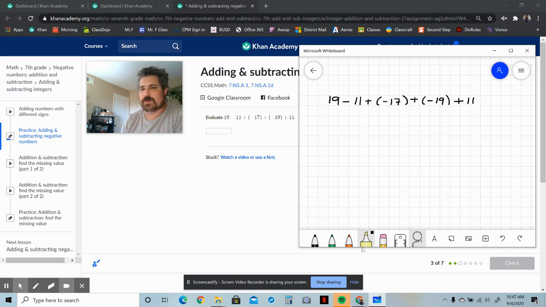So we have one subtraction here, take away 11. And that's the same as adding the opposite. So what's the opposite of positive 11? Negative 11. So ultimately what you really have here is 19 plus negative 11 plus negative 17 plus negative 19 plus 11, right? But you know that any number plus its opposite is going to be worth 0, right? So we're adding all these things together. You've got a negative 11 and a positive 11, which means that those two are worth nothing. They go away to 0.